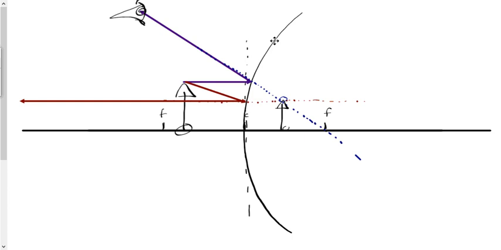And it doesn't even matter if this object is over here or here. It doesn't really matter so much. It's going to pretty much always give you a very similar result of it being upright, virtual, and small. And so those are the 3 different examples of our mirrors.